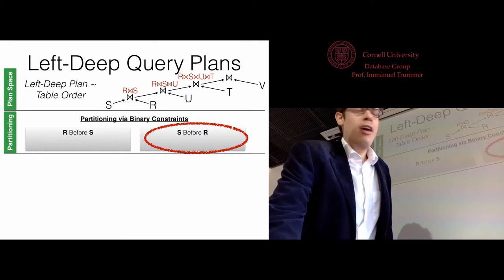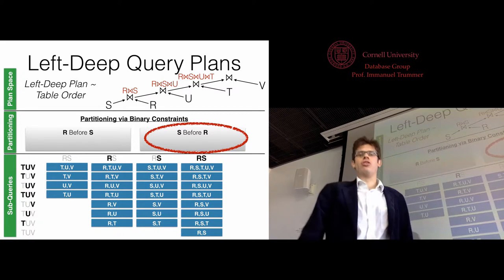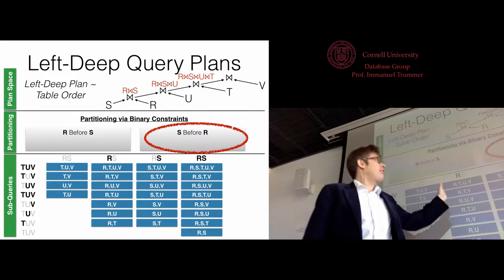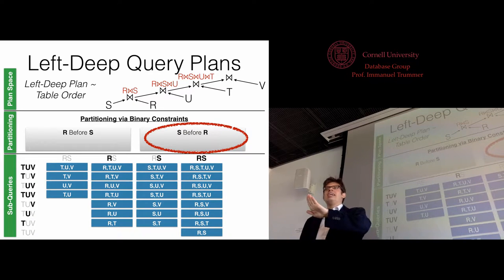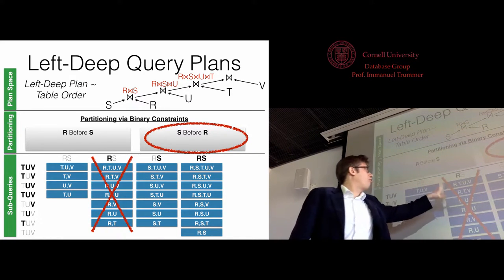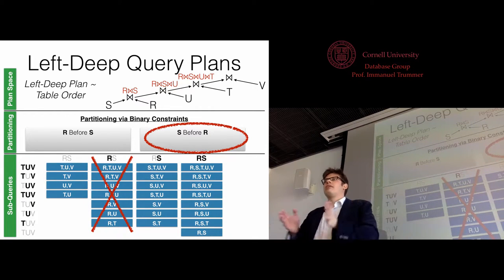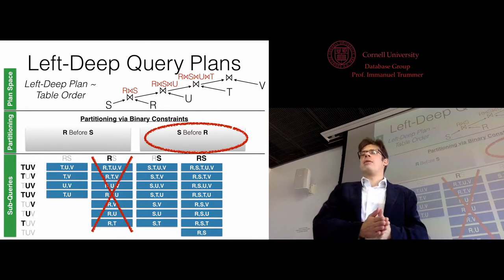In other words, let's see which subqueries we can eliminate based on this constraint on the join order. Now, if table S appears before table R, then we can never have a subquery containing table R, but not table S. And this means that we can get rid of all subqueries containing R but not S, which asymptotically is 1/4 of all subqueries.